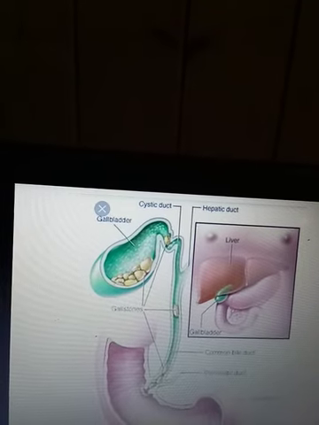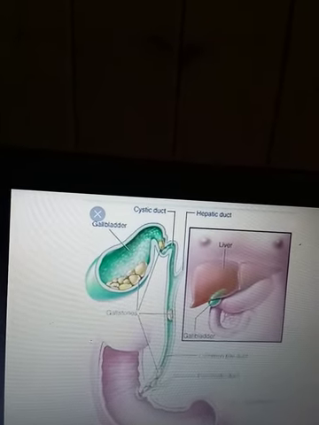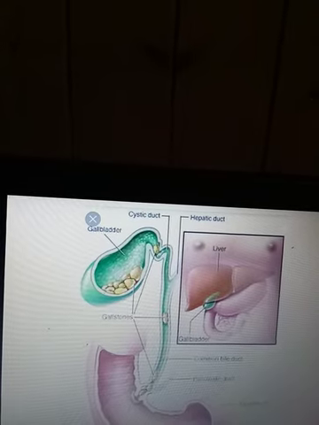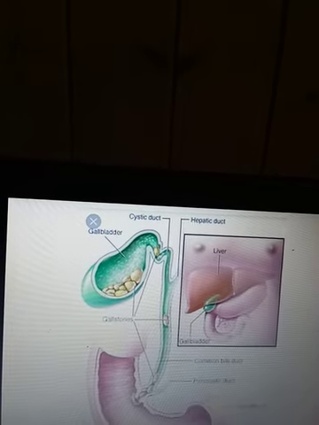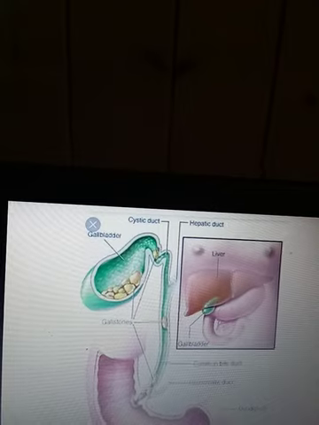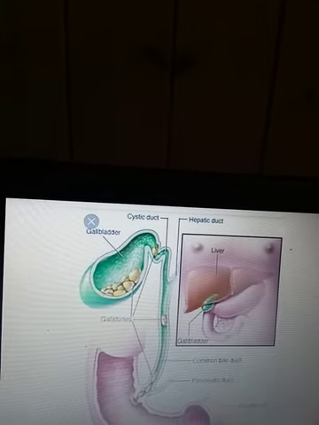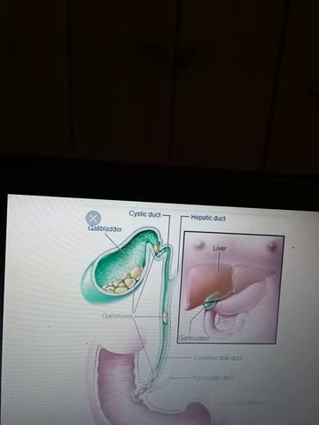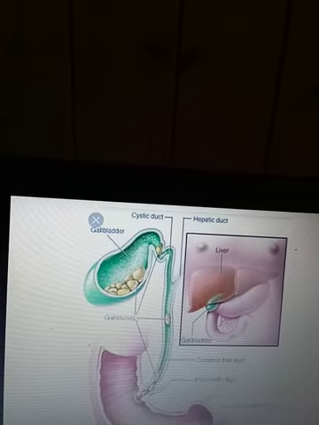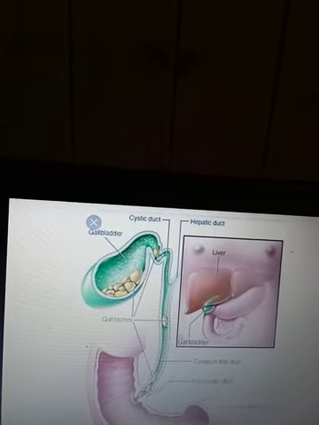Then what happens if we have the obstruction? You can have jaundice, in which there will be light colored stools, and the urine will be high colored. Then you can have a sign that is called Courvoisier's law.